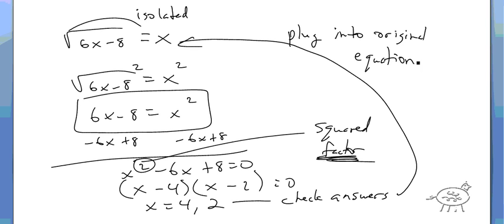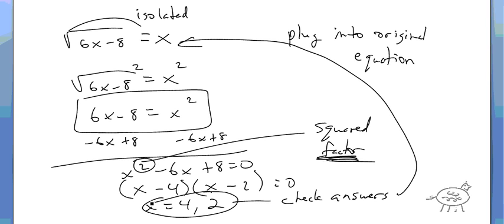So if I put a 4 in here, 4 times 6 is 24. 24 minus 8 is 16. The square root of 16 is 4. And that's 4. 4 equals 4. Good. I put a 2 in there. 6 times 2 is 12. 12 minus 8 is 4. The square root of 4 is 2. 2 equals 2. That's good. So these are both my answers here.